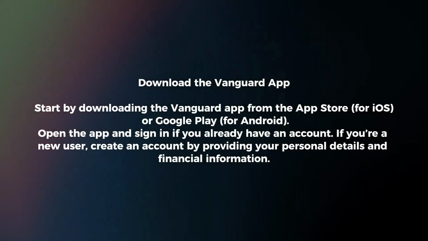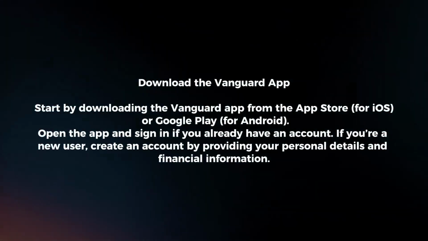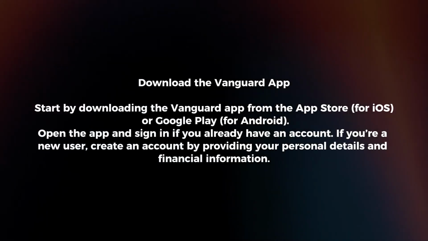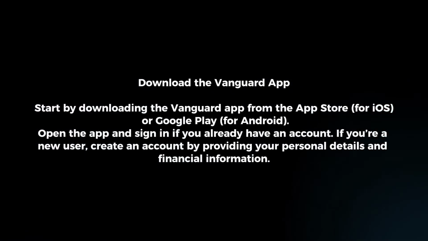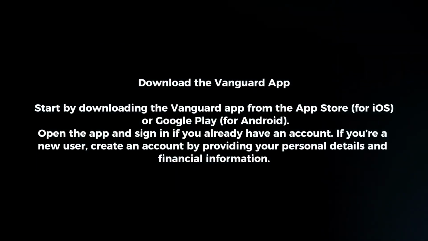Download the Vanguard app. Start by downloading the Vanguard app from the App Store or Google Play. Open the app and sign in if you already have an account. If you're a new user, create an account by providing your personal details and financial information.